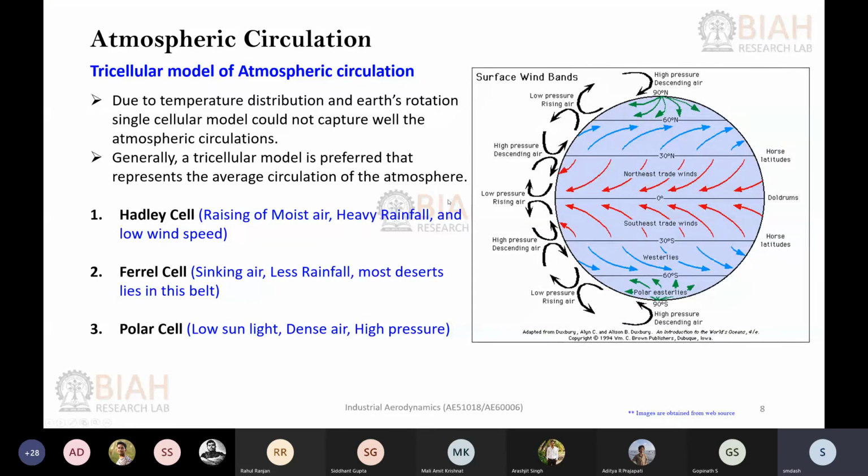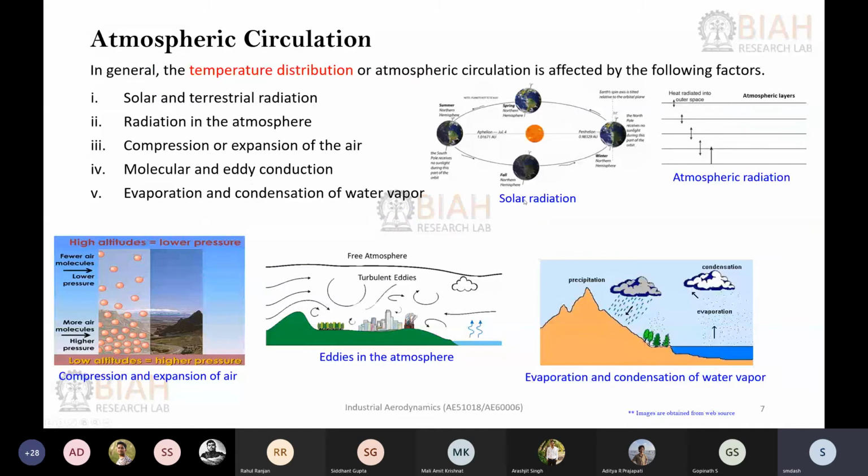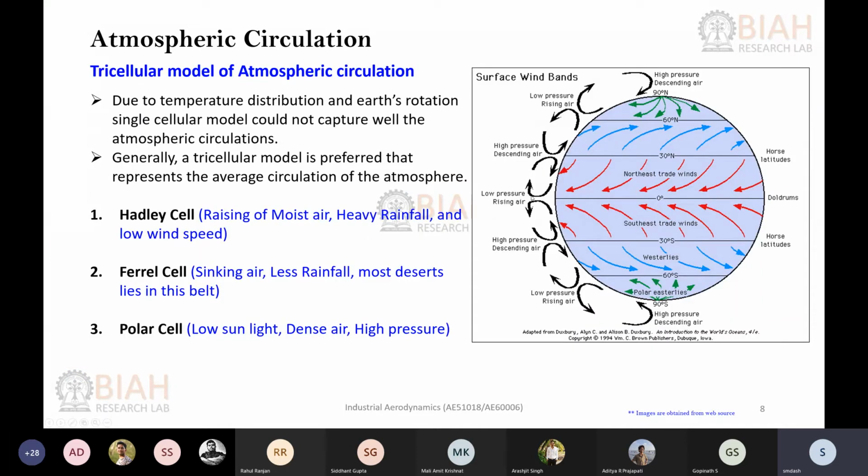So these factors affect the moving-up air, which is getting colder. When the air is moving up, it is getting colder, so what it does is it tries to fall down. So some of the air falls down and forms a circulation here, and some of the air continues to move up.